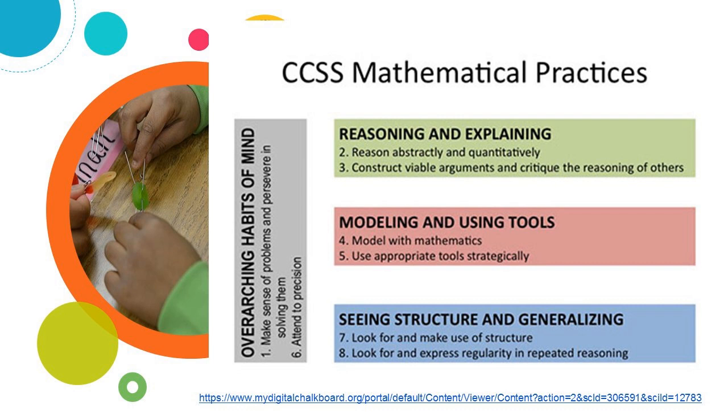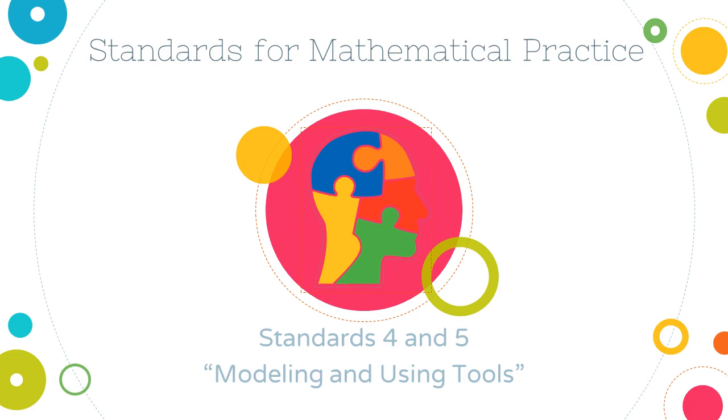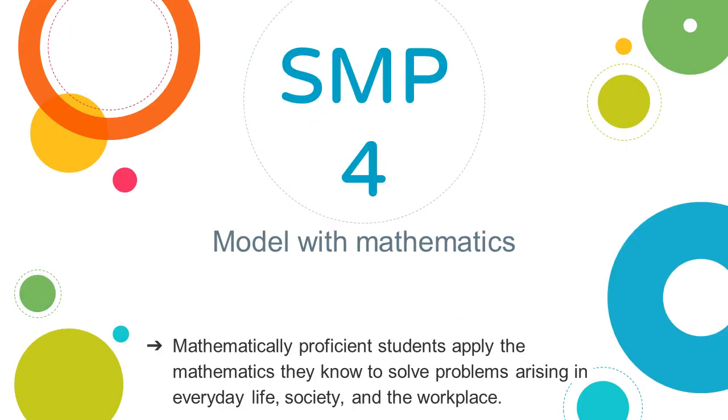So let's start with standard number 4. 4 and 5 is about modeling and using tools. One intent of this standard, number 4, is to ensure that children see, even at the earliest ages, that mathematics is not just a collection of skills that the only use is to demonstrate that one has those skills. Even puzzles can meet that goal.